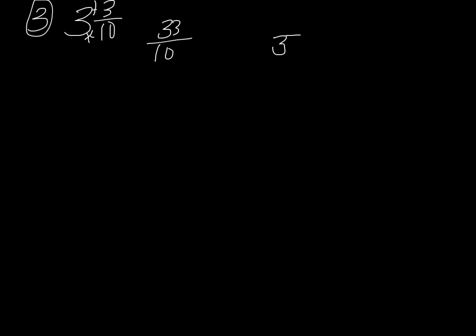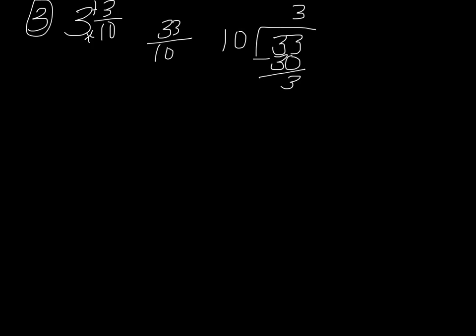All right, I've got a few more that we're going to do here. Number 3 says 3 and 3/10. Again, circle up. 10 times 3 is 30, plus 3 would be 33 tenths. Do the top divided by the bottom. 10 goes into 33 3 times.